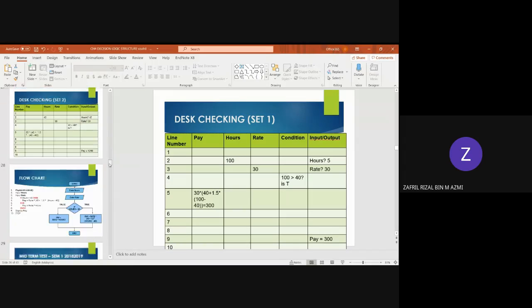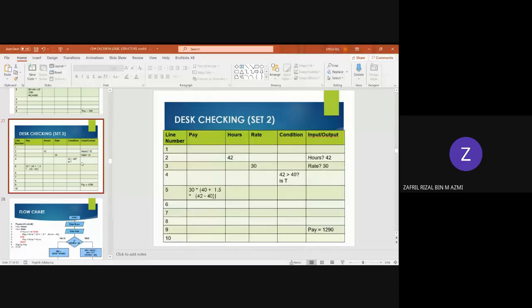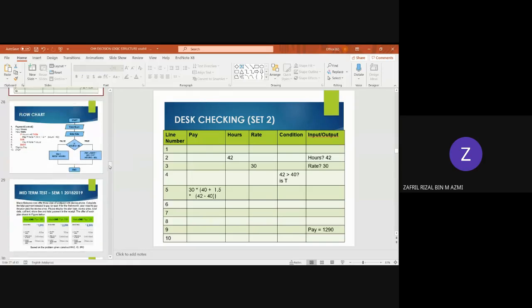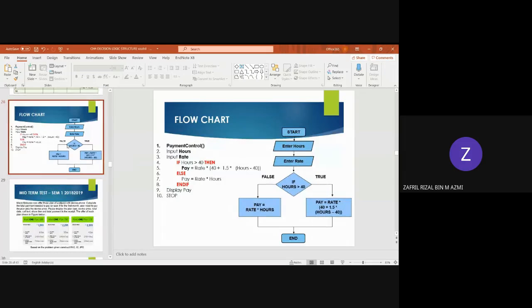Okay, so this is for another example. You can see from here. Alright, so next is the flowchart. This is what we already discussed yesterday. Flowchart and algorithms. I think everyone is okay, kan?